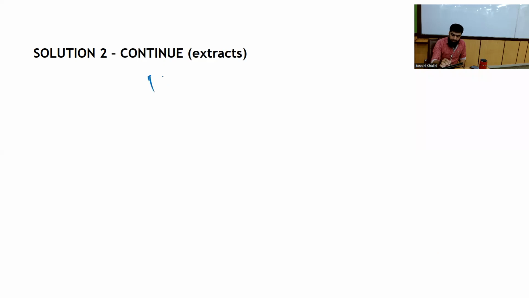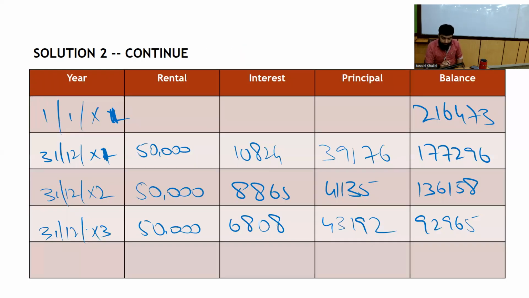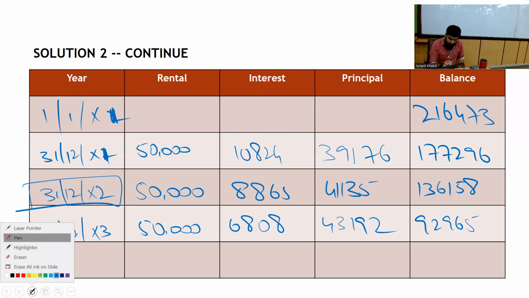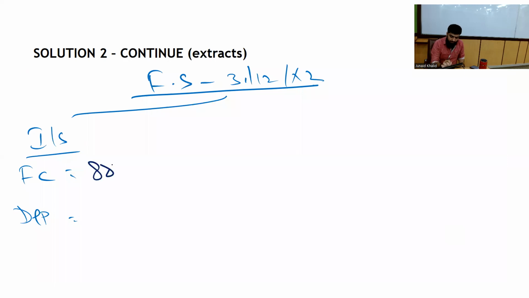If we are preparing the financial statement extract for the year ended 31st December 2002, the income statement will have depreciation and the finance cost. It means year two, the accounting for year two. The finance cost that would be recorded for 2002 is 8,865. That is the finance cost to be reported.